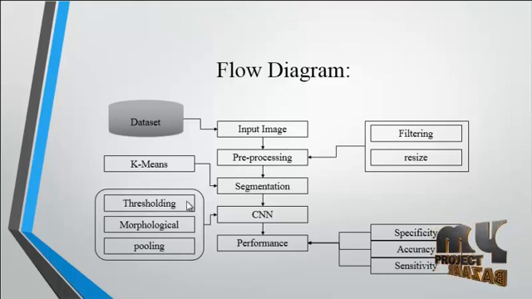Hence, in this thresholding part, the threshold limit will be applied. After the threshold is applied, the morphological part is applied to remove the additional unwanted regions, and then the pooling layer is assigned to get the exact optimized result. After the segmentation part, the performance will be evaluated by means of the accuracy, sensitivity and specificity. By these three parameters, we can justify whether our process is efficient or not.